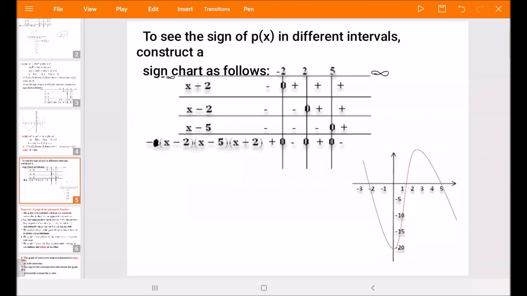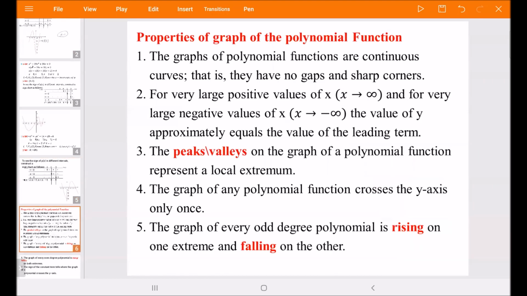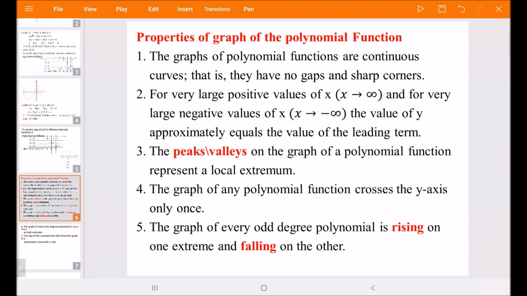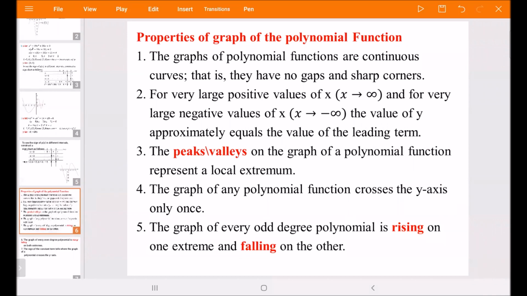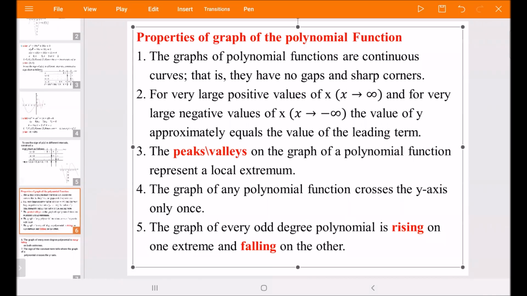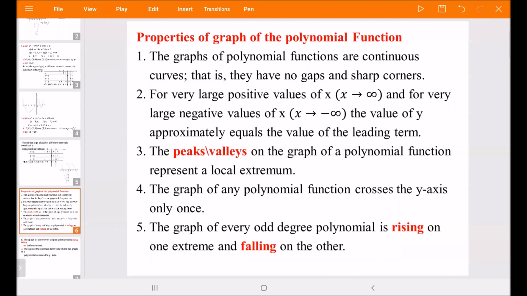Now, our discussion next must focus on the general properties of a polynomial. There are a list of 7 general properties of a polynomial function. The first property, as you can read from your screens, is that the graphs of polynomial functions are continuous curves. These properties are true for all polynomials. So the graphs of polynomial functions are continuous curves.